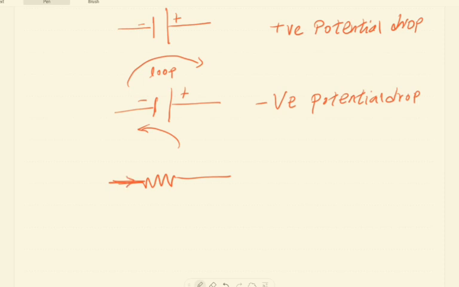If there's current flowing in that resistor, let's say this is a current, the direction of current and the loop are in the same direction, the loop and the current are in the same direction in a given resistor R, then we say that the potential drop is a negative potential drop.